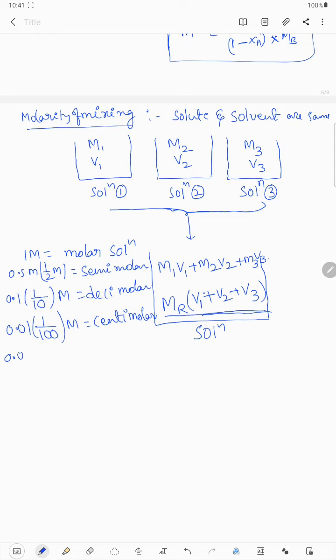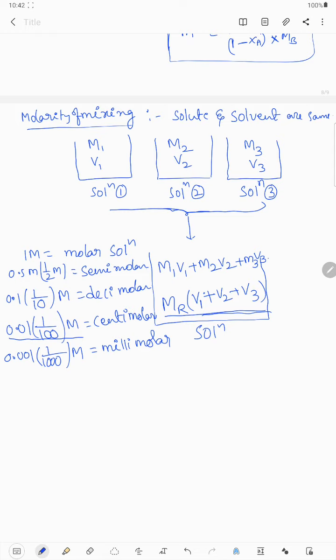Next, 0.001 means 1/1000 m, a millimolar solution. In problems, there is a chance they will ask about a centimolar solution, like that questions will come. Centimolar means no need to get confused, that is 0.01 m. Okay, next one.